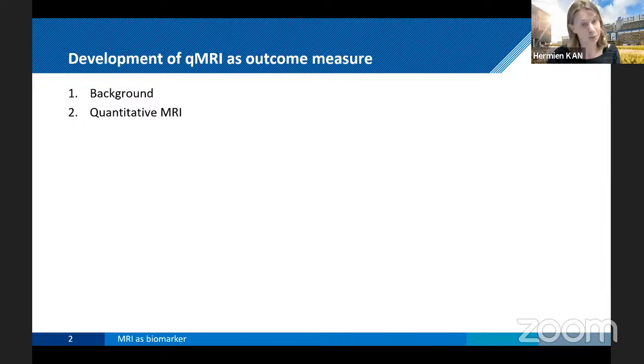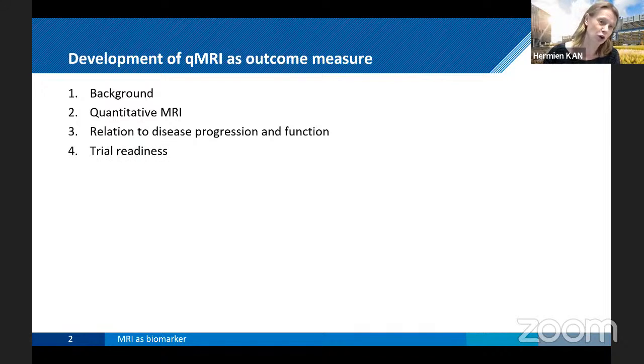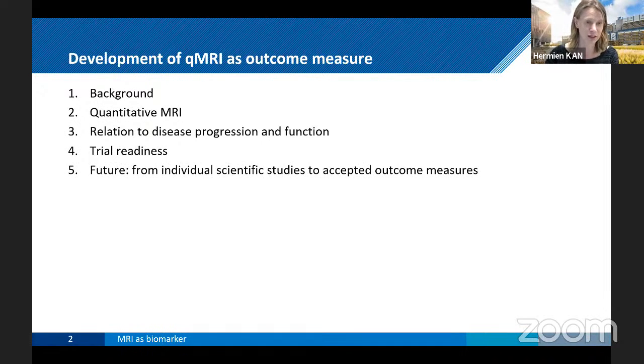I will explain why we need quantitative MRI and why the appearance of quantitative MRI has actually enabled a lot of the studies and where we are right now in the development of MR as an outcome measure. I will explain the relation of the things that we have found to disease progression and to muscle function and daily living. I will shortly go into trial readiness, to the things that we have already done and a lot of people have already done. And then a little bit about the future, how we go from individual scientific studies to accepted outcome measures, because that is something that I really learned over the past decade that is much more difficult than I thought.